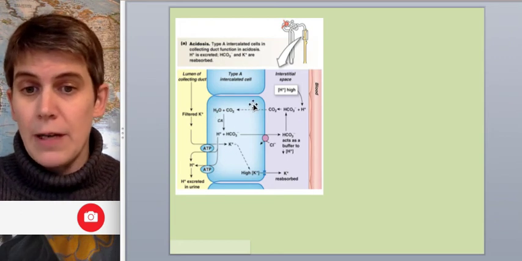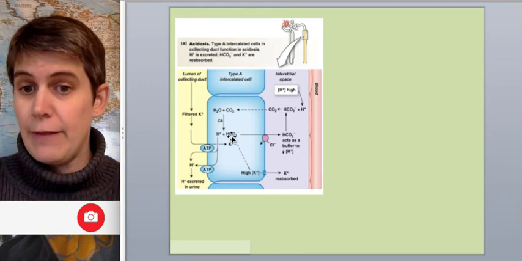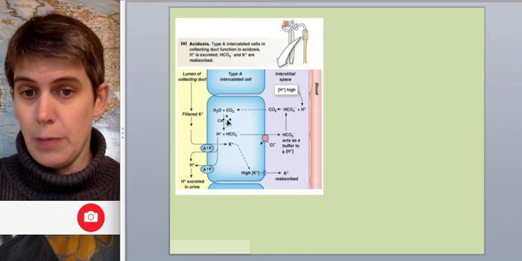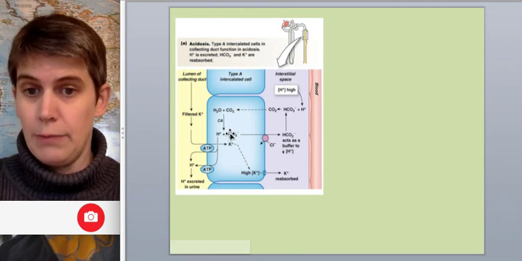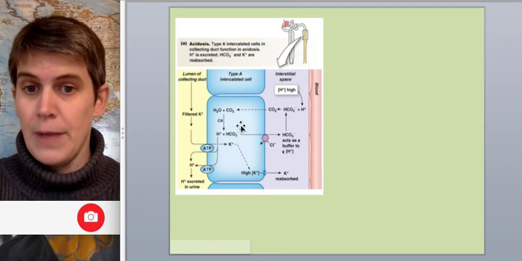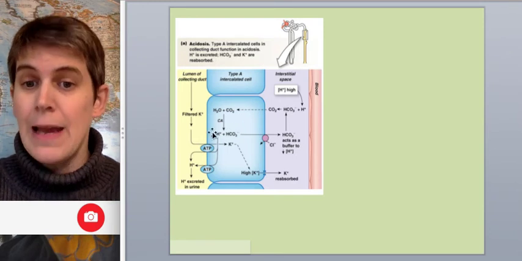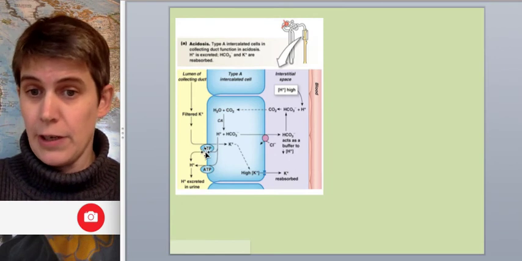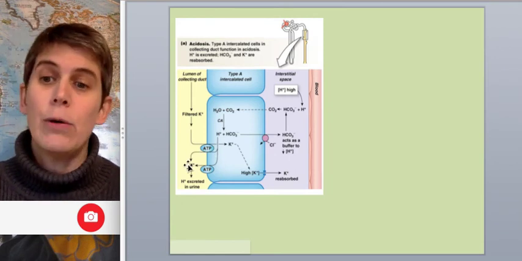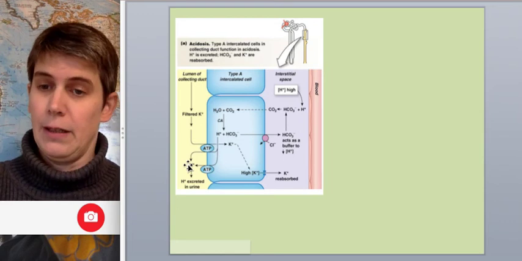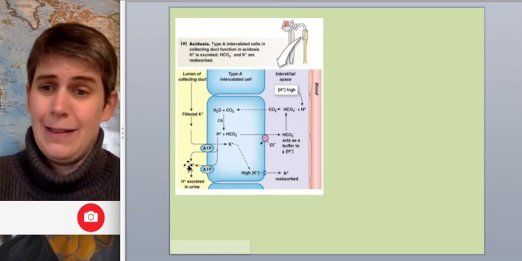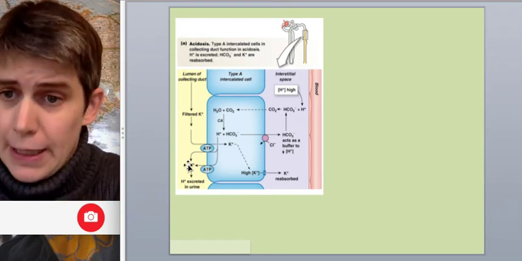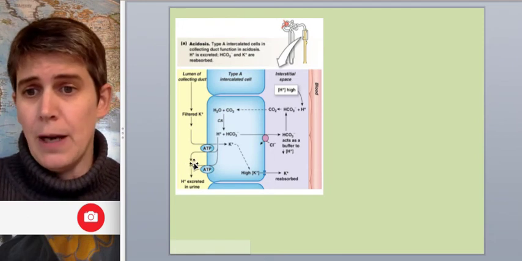What we have here in this intercalated cell is the reaction that we've been talking about, where carbon dioxide and water are converting to acid and bicarbonate. And then that acid is pumped, right, by the ATPase transporter, out into the lumen of the collecting duct. So essentially we're taking the acid in the body and removing it by putting it into the urine.